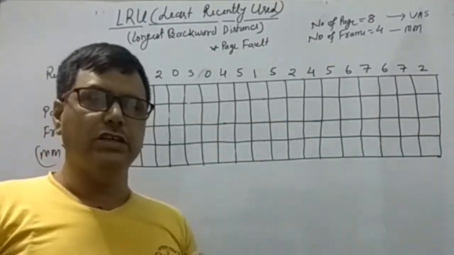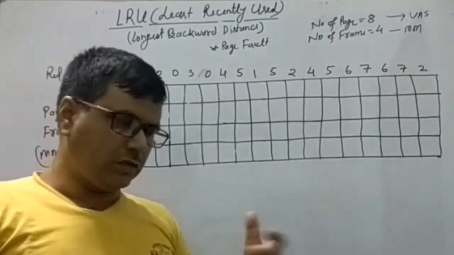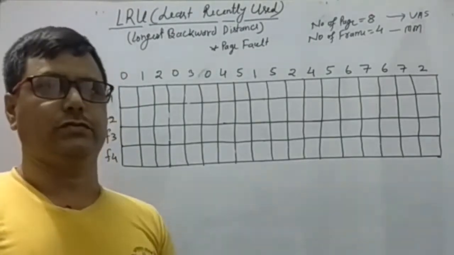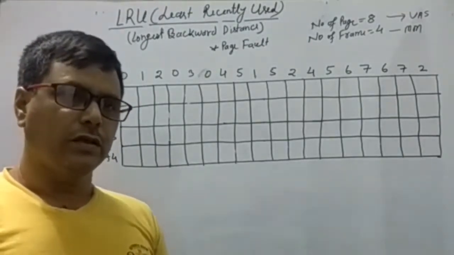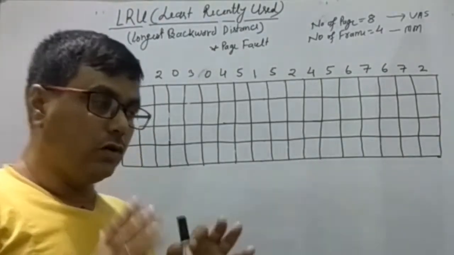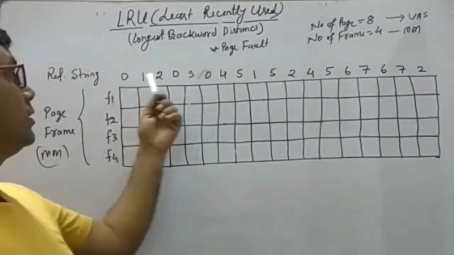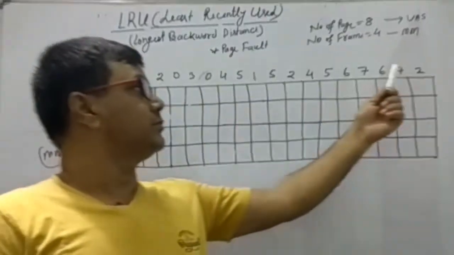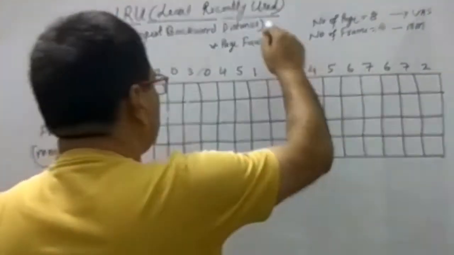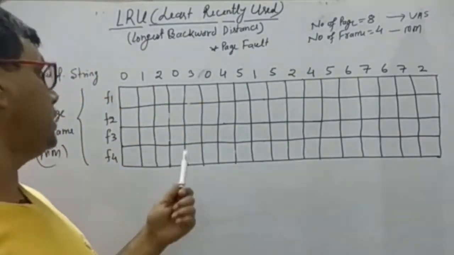The main concept of the least recently used page replacement policy is that a requested page will replace the page frame which was least used, or you can say which has the longest backward distance. And look here, we will not search in the page frames, but we will search in the reference string. Try to understand. We are taking an example and we will solve it.